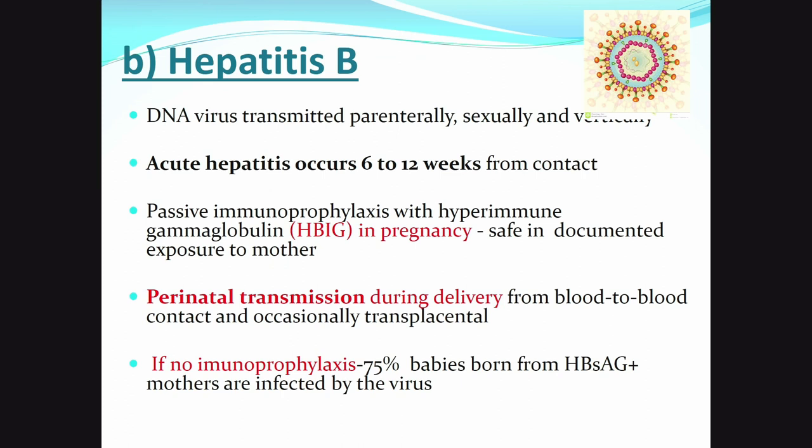The incubation period is 6 to 12 weeks, so they can get the illness during pregnancy if they are exposed to hepatitis B. If there's a documented exposure, if a pregnant mother is exposed to a hepatitis B surface antigen positive person, then we can consider giving immunoglobulins in pregnancy. And if the mother is positive for hepatitis B surface antigen, at the time of delivery there is a high chance of the fetus or newborn getting the infection from the mother through direct contact with blood. If we don't give the proper immune prophylaxis, the newborn will end up with hepatitis B infection. People say there is nearly a 75% chance of getting hepatitis B if we don't give the immunoprophylaxis to the newborn.